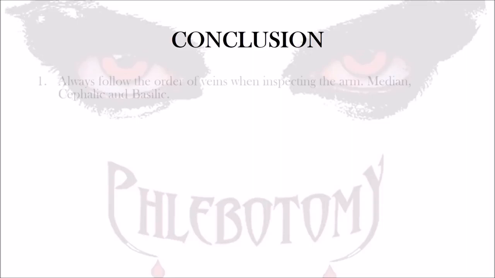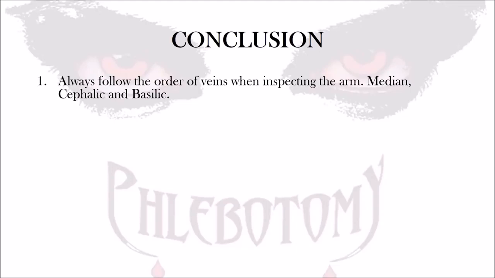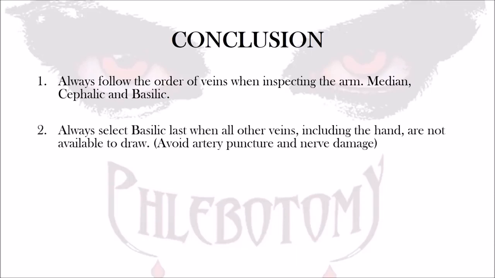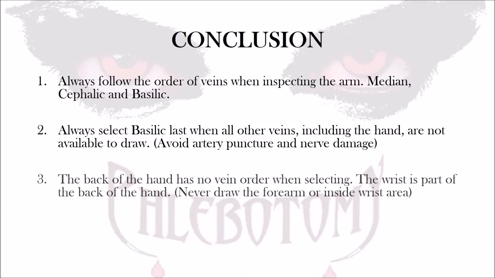So in conclusion, always follow the order of veins when inspecting the arm: the median, cephalic, and basilic vein. This is inspecting both the right and left arm when attempting a venipuncture. Always select basilic last when all other veins, including the hand, are not available to draw. This is again avoiding an arterial puncture and possible nerve damage. Now, the back of the hand has no vein order when selecting. The wrist is part of the back of the hand, and never draw the forearm or inside the wrist area. So the dorsal metacarpal veins have no specific vein order.